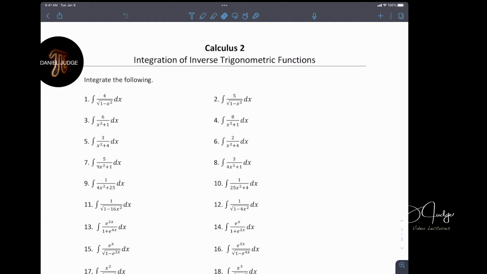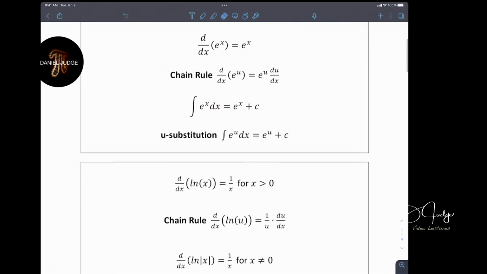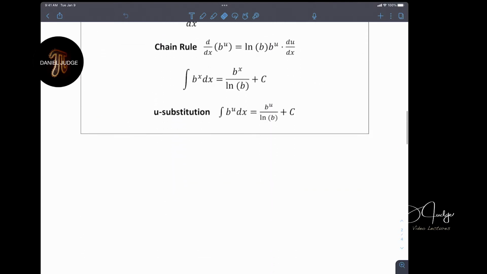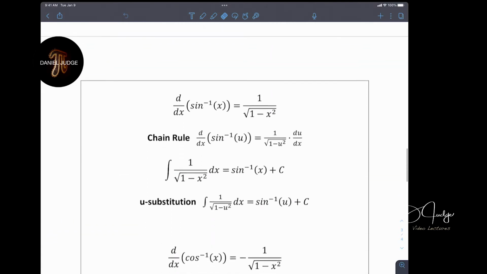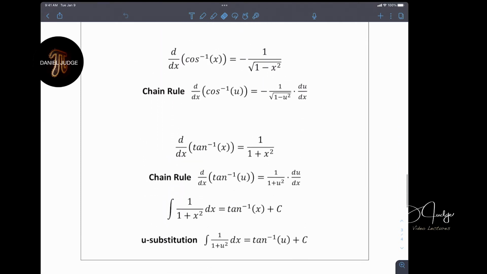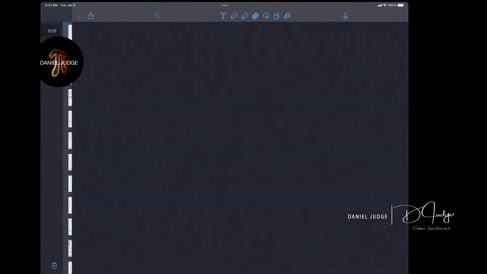Okay, this is going to be a video here on integration of inverse trigonometric functions. These were the formulas that we gave in the lecture last time, inverse trig functions, and I even have a formula sheet that I'll be referring to. Right in here, I guess these are the inverse trig functions. All right, so let's try some of these out here.